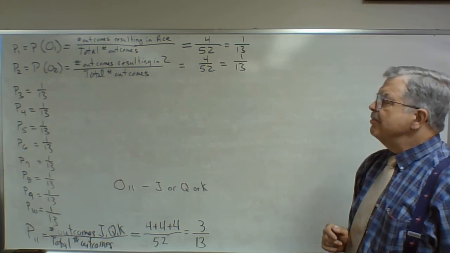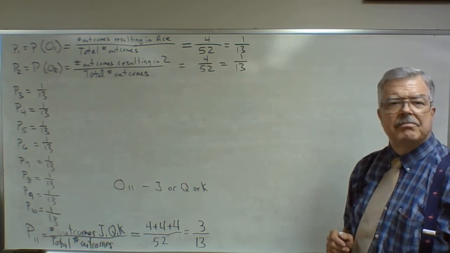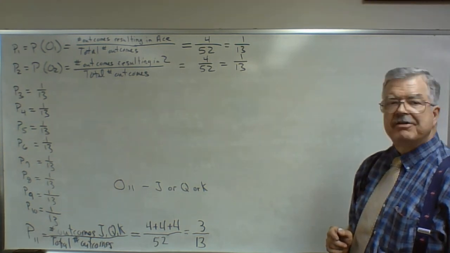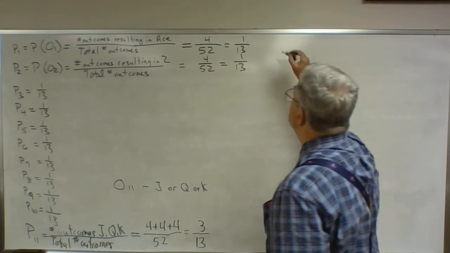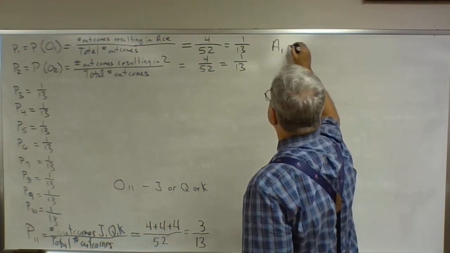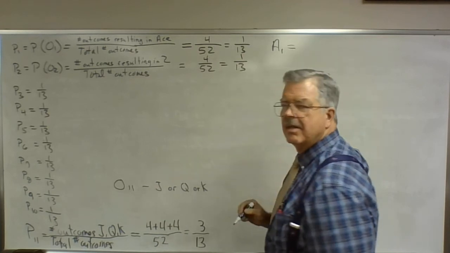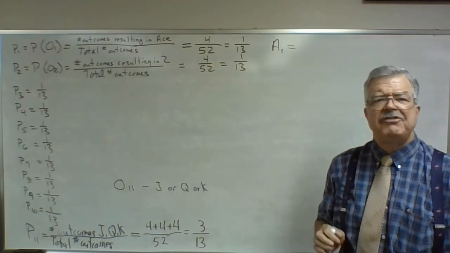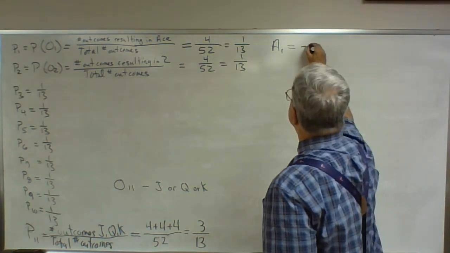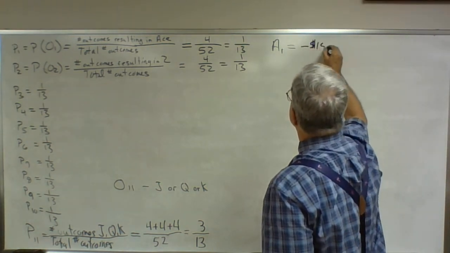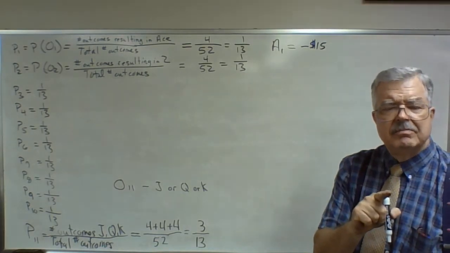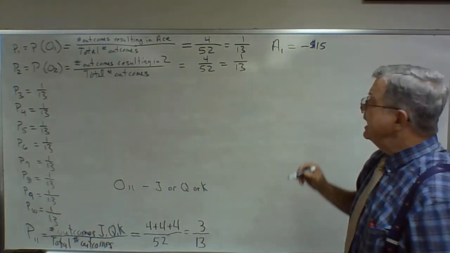Well, we've got our probabilities. What about the gains for each of these? The amount gained. If we get an ace, we have to pay $15. And we had to pay a dollar to play the game.